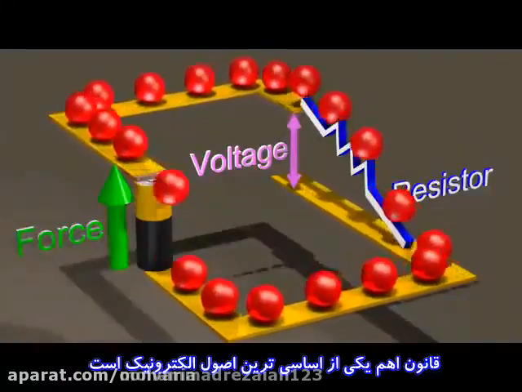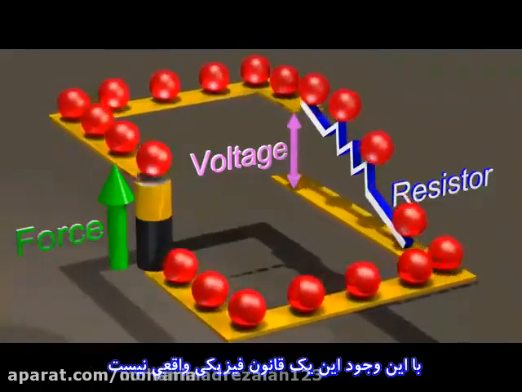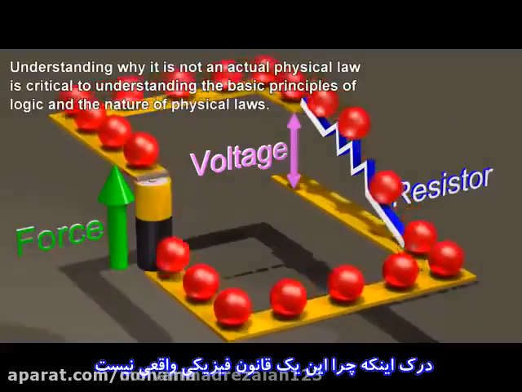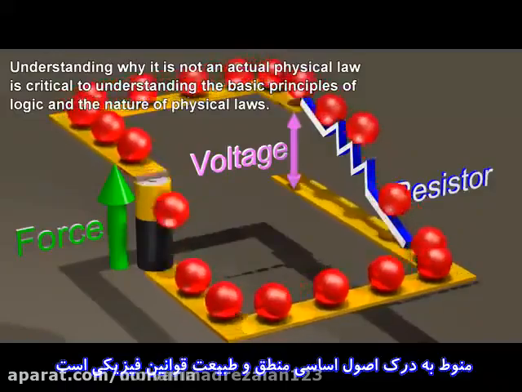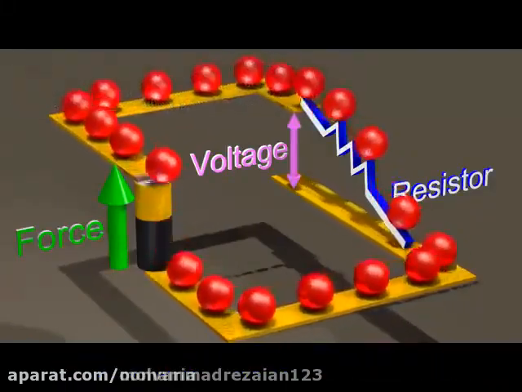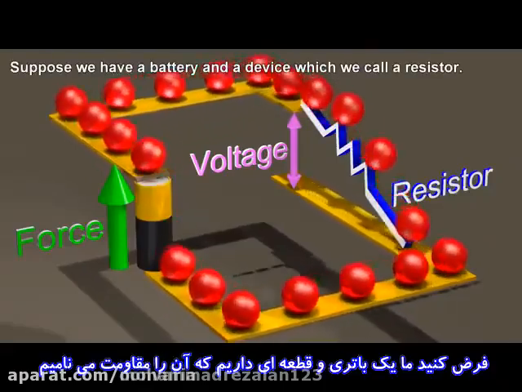Ohm's law is one of the most basic principles in electronics, yet it is not an actual physical law. Understanding why it is not an actual physical law is critical to understanding the basic principles of logic and the nature of physical laws. Suppose we have a battery and a device which we call a resistor.